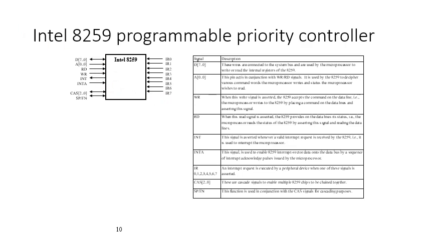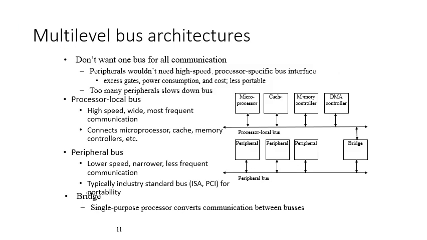Let's move on to the next slide. Finally we have multi-level bus architectures. As you can see here, we have the processor bus, which is the local bus, and then we have the peripheral bus. The processor local bus is connected to the microprocessor, cache, memory controller, and DMA. Then we have a bridge that connects these two buses, the peripheral bus and the microprocessor local bus. On the peripheral bus we have various peripherals.